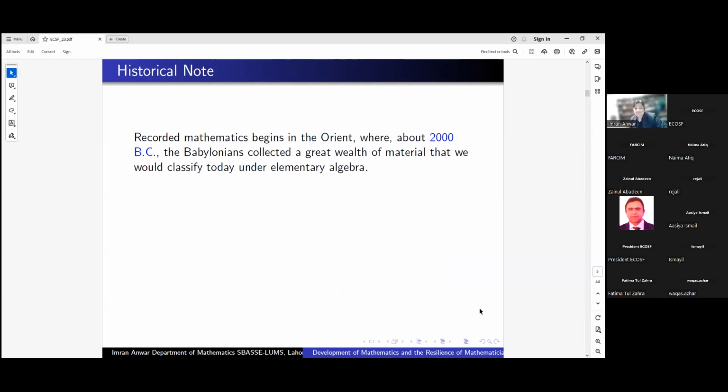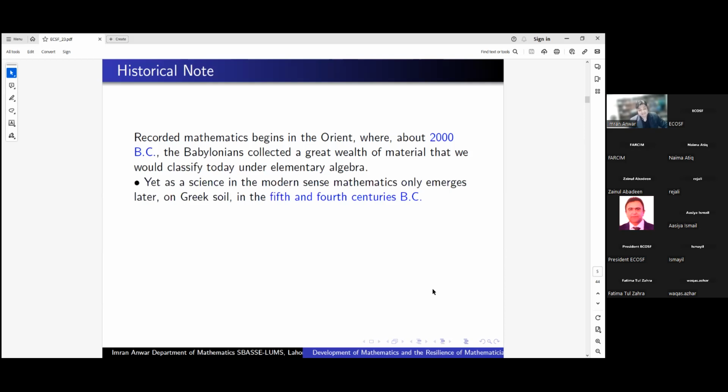So, the recorded history of mathematics. Basically, whatever mathematics we know is from 2000 BC, and mostly from the Babylonians. They collected the wealth of material of mathematics which we use and know today, particularly elementary algebra. Yet, mathematics as a science was cultivated in Greek soil, particularly in the 5th and 4th century BC.